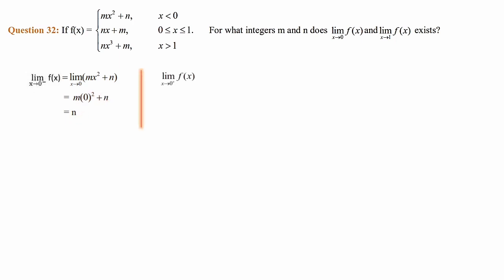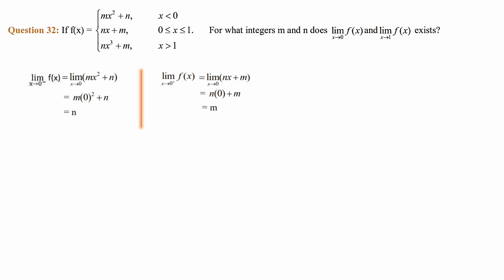Then we will go with the right hand limit. Limit x tends to 0 plus of f of x. 0 plus means we'll be taking the function as nx plus m because it is between 0 and 1. Limit x tends to 0 plus means just after 0, very close to 0 but not equal to 0. So the domain will be 0 less than or equal to x less than or equal to 1, and the function will be nx plus m. So limit x tends to 0 of nx plus m. When we put the value here, n into 0 plus m, that is 0 plus m, so we have got m.